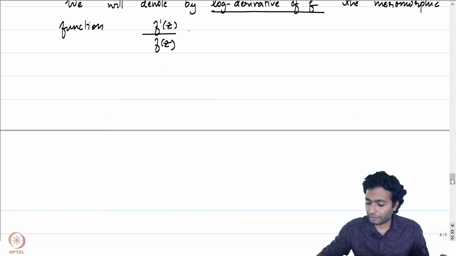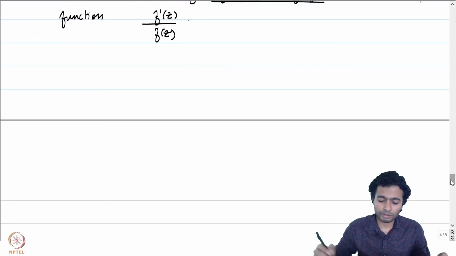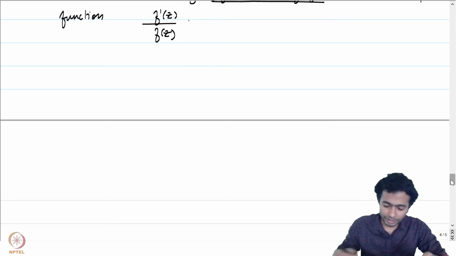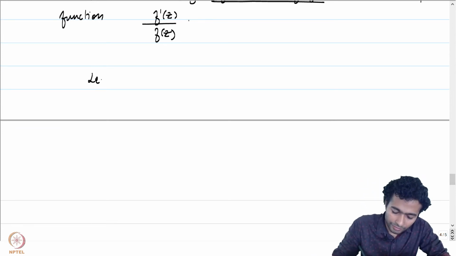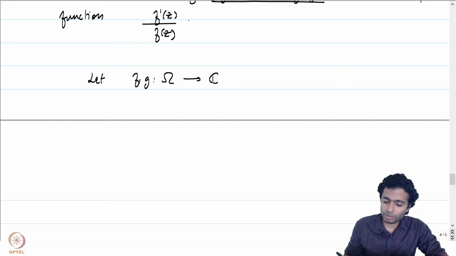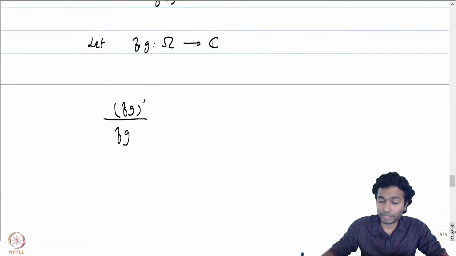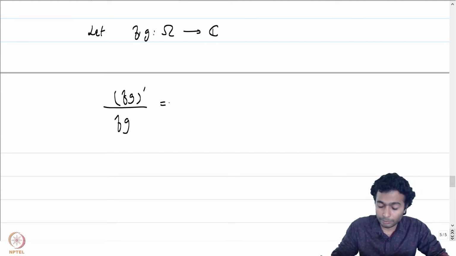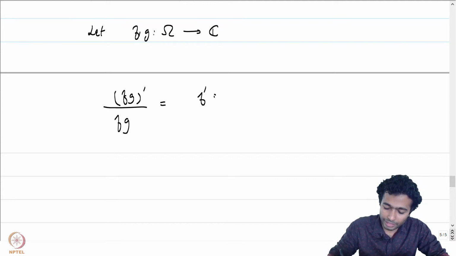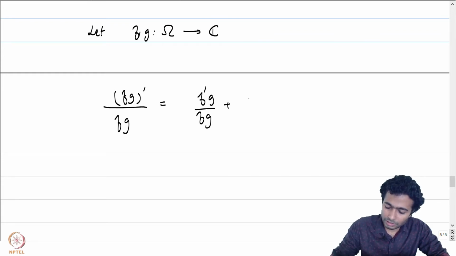Now, the log derivative is well behaved and consistent with what we would expect. So, for example, if f and g are two functions on omega, what can we say about the log derivative of f times g? So, what will we get if we look at (fg) prime by fg? By looking at the product rule, we will be able to write this as f prime g by fg plus f g prime by fg.